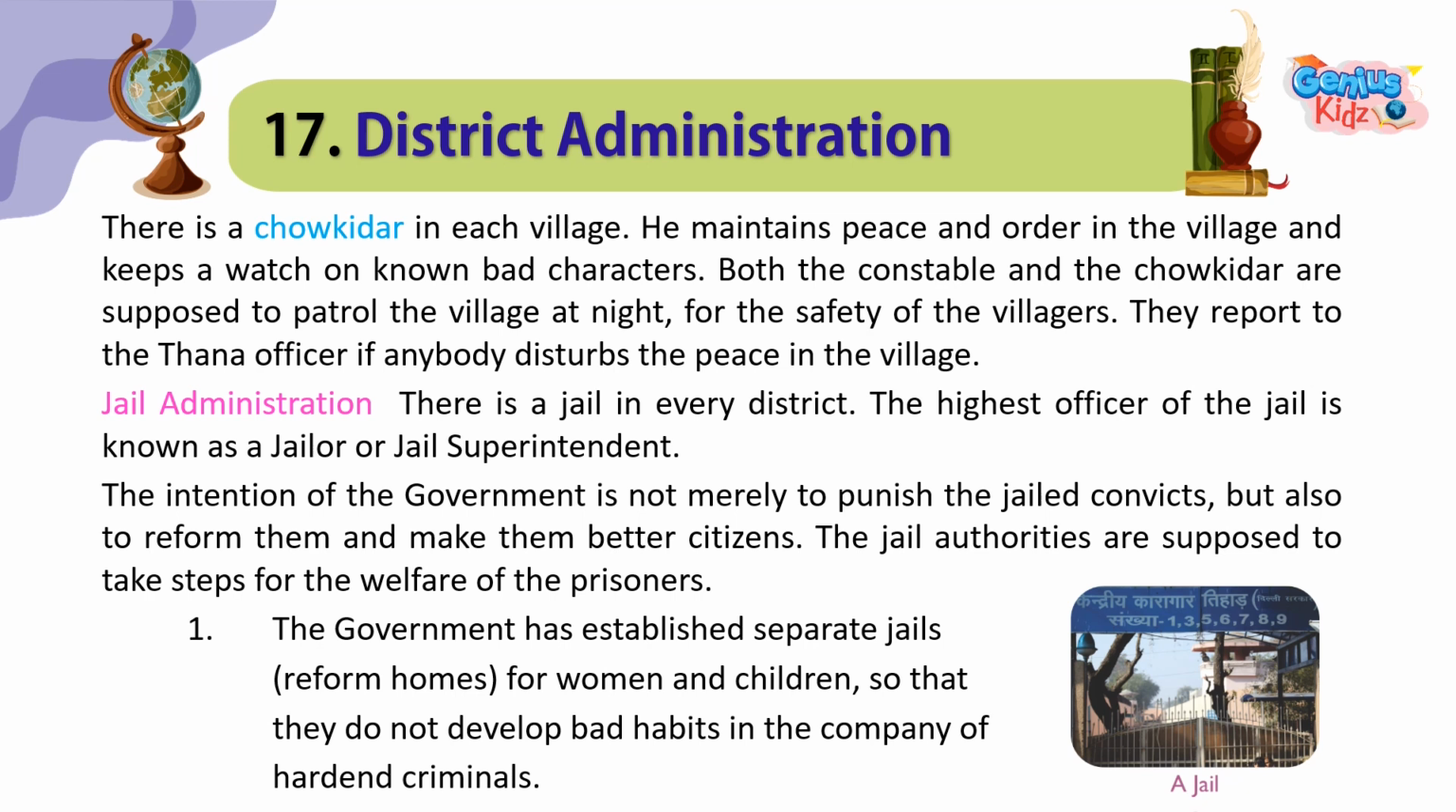Jail administration. There is a jail in every district. The highest officer of the jail is known as a jailer or jail superintendent. The intention of the government is not merely to punish the jailed convicts, but also to reform them and make them better citizens. The jail authorities are supposed to take steps for the welfare of the prisoners. 1. The government has established separate jails, reform homes, for women and children, so that they do not develop bad habits in the company of hardened criminals.